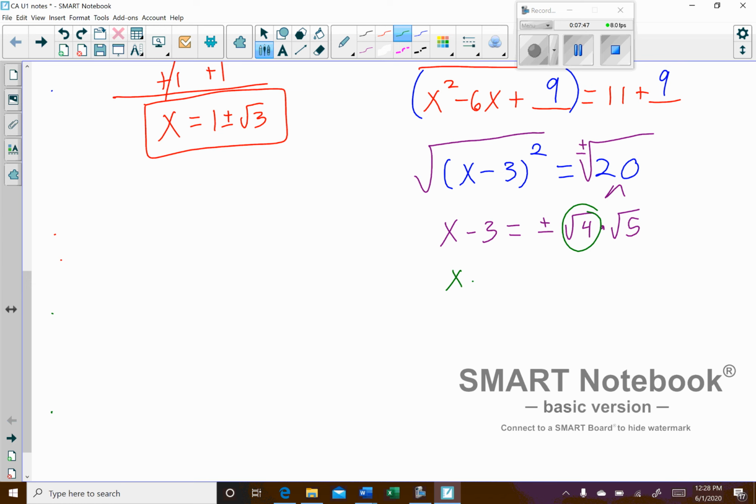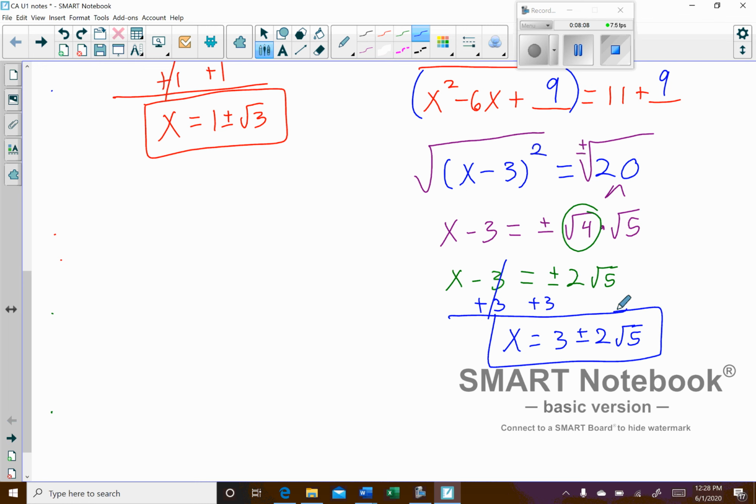So now we're going to have x minus 3 equals plus or minus 2 square roots of 5. And then the last thing we're going to do is add that 3 to both sides. And we'll be good. X equals positive 3 plus or minus 2 square roots of 5. So once again, we have two answers.